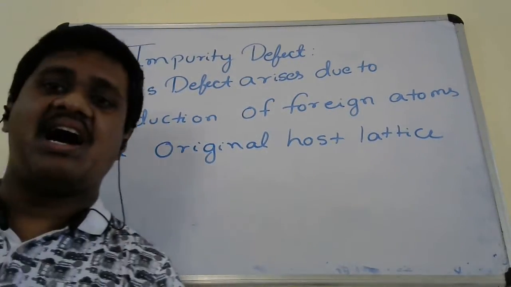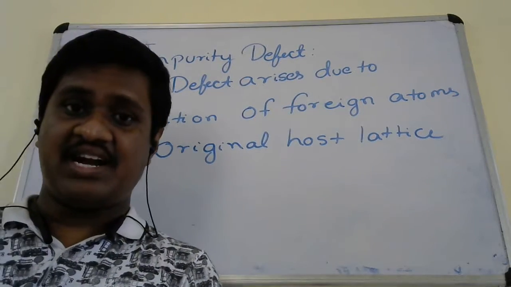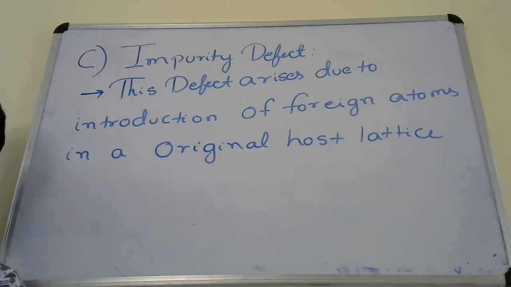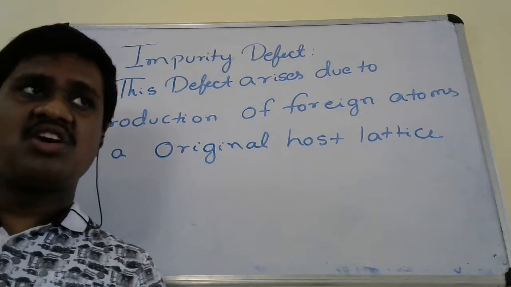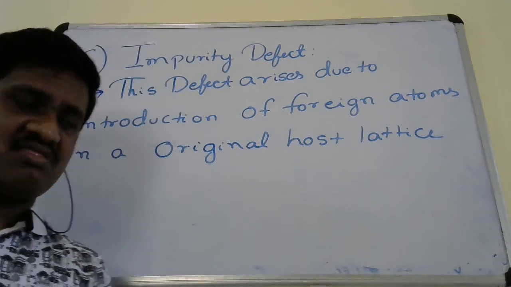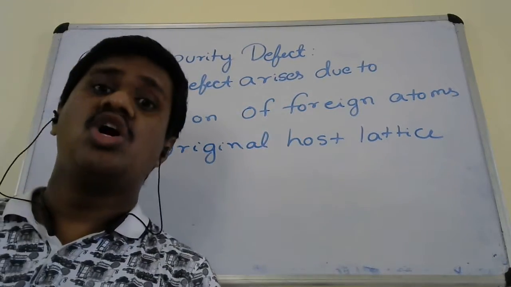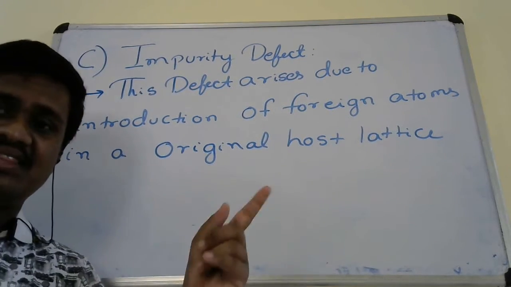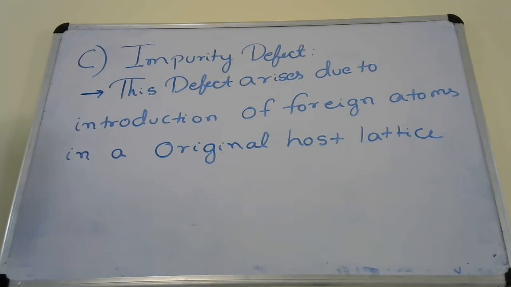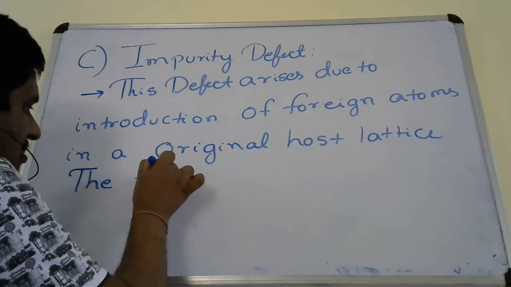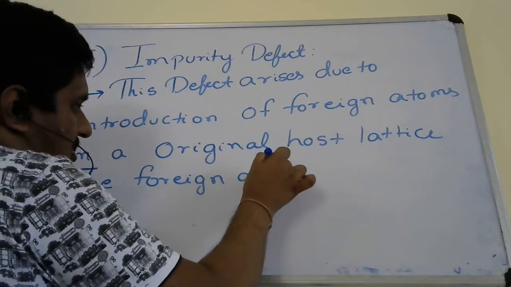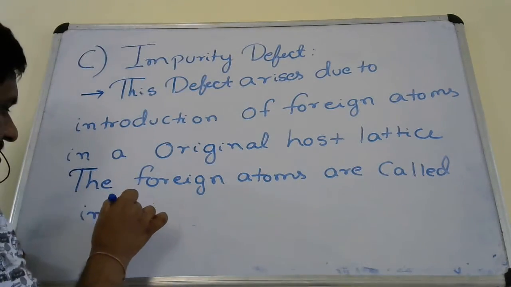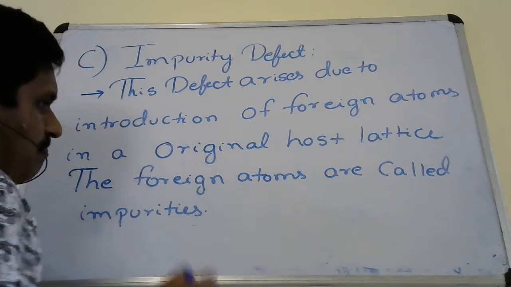So when we are putting an outside atom or a foreign atom, which is completely different from the original lattice, into the host lattice, then that defect is called impurity defect, and these foreign atoms or outside atoms are called impurities.